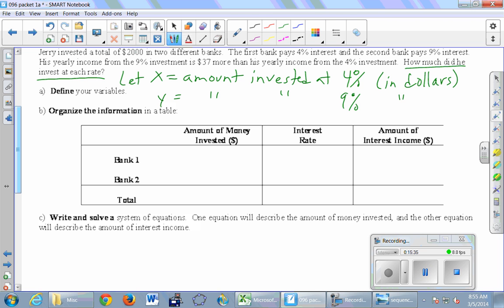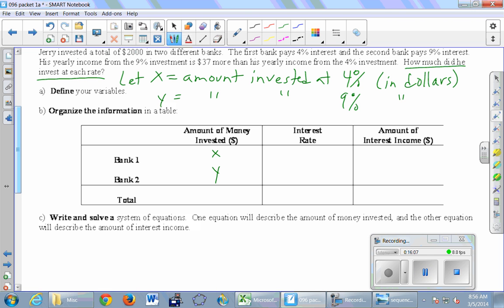Okay, let's start filling into our table. Amount of money invested in bank one, which I guess we'll let bank one be the first bank, the 4% bank. So we picked a letter. What letter did we pick for the amount invested? It's X. And then in bank two is Y. So actually this table so far looks exactly like the candy table, right? We had an X and we had a Y. And then we want a total.